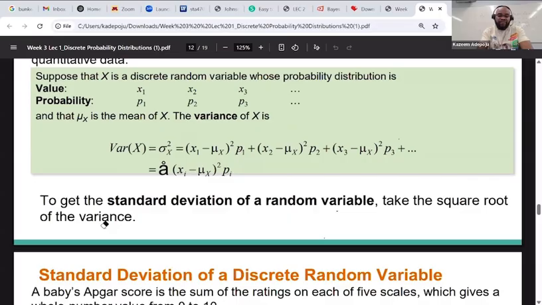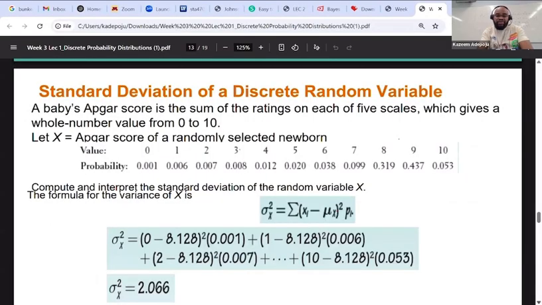Now let us find the standard deviation. Let's see how for the data set. You see what we're doing now? Please pay attention. You see what we're doing now? We're using this formula now.